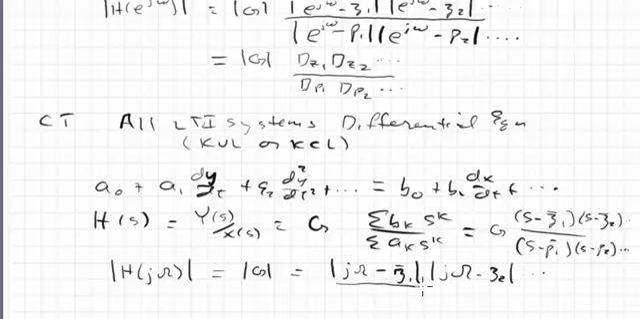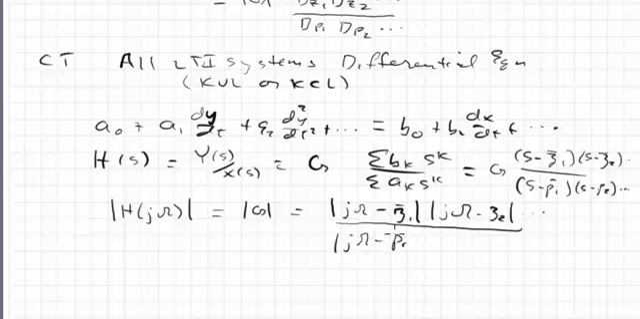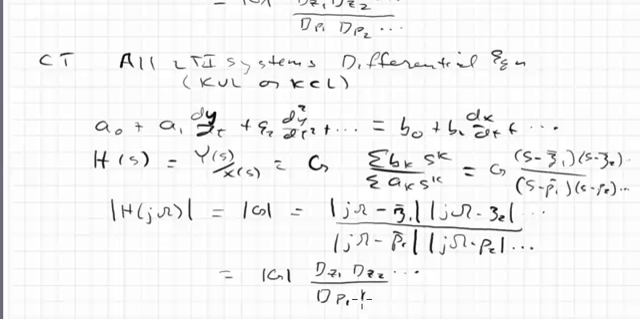That's the numerator. And in the denominator we've got j omega minus p1, j omega minus p2, dot dot dot. So we have to treat these as vectors just like before, but now we've got j omega and not e to the j omega. So you can see that the procedure is going to be very similar to that for discrete time. We take the ratio of the product of all the distances from j omega to the zeros over the distances to the poles.